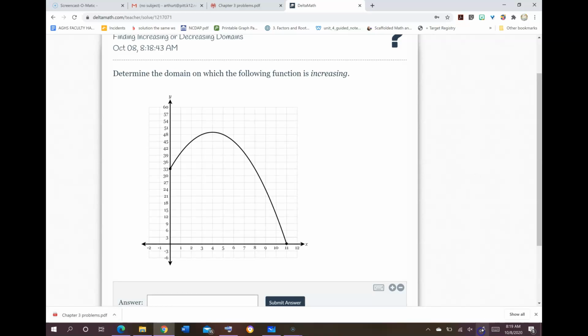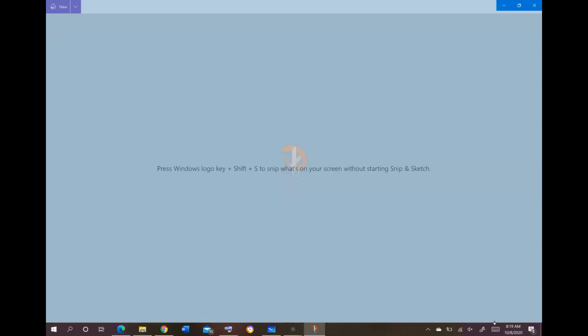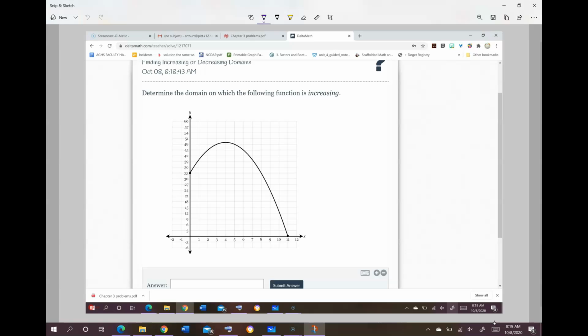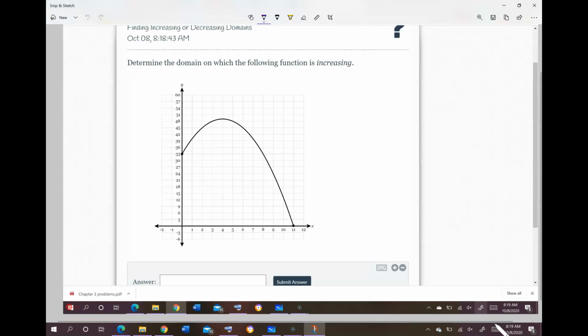If it's not asking you, hey, find the domain of this function, it means, hey, here's a reminder, this is only dealing with x values, okay? So that is what the domain means. It just means that we are only dealing with our x values. It's just kind of like a synonym sometimes. All right, so it wants to know what x values this graph is increasing on.